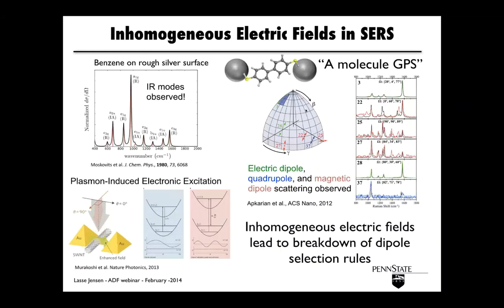The importance of these inhomogeneous electric fields on surface enhanced spectroscopy has been observed for a long time, but is again re-emerging in the literature. The standard selection rules that we are familiar with are actually broken in a junction between metal nanoparticles, or here carbon nanotubes, and between these very inhomogeneous electric fields.